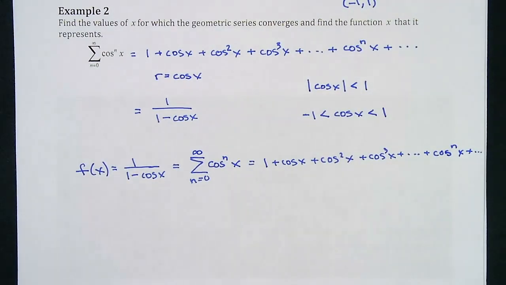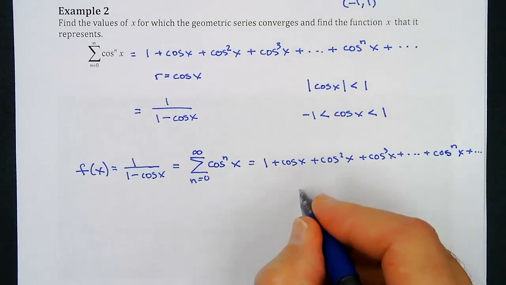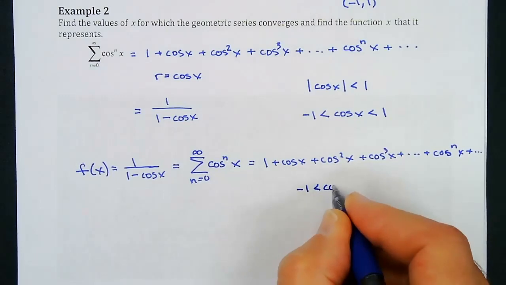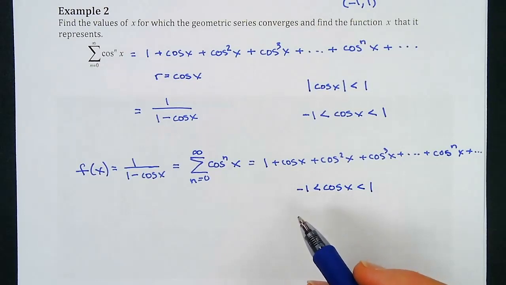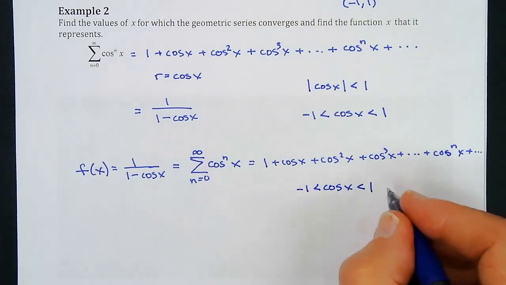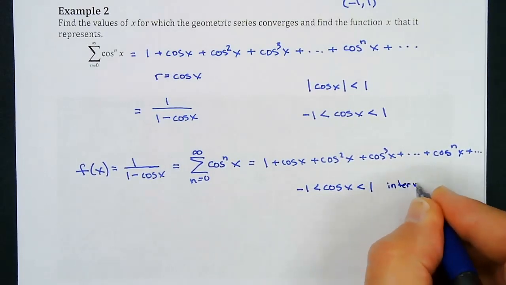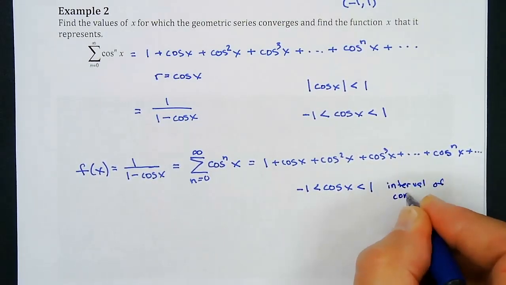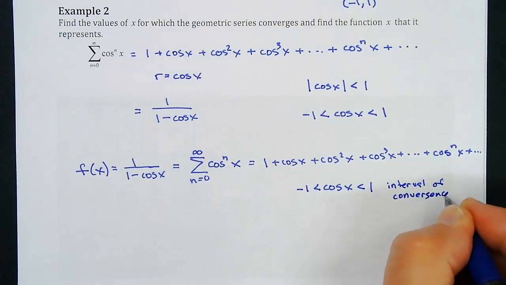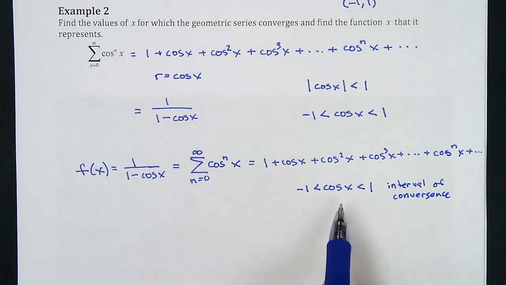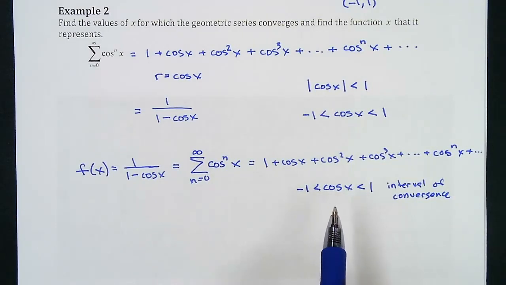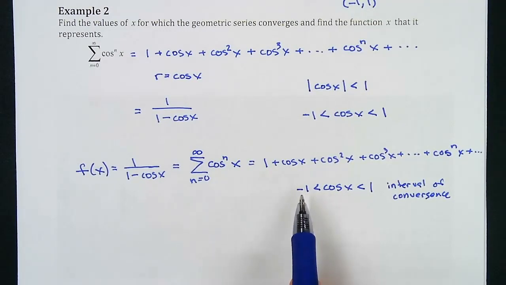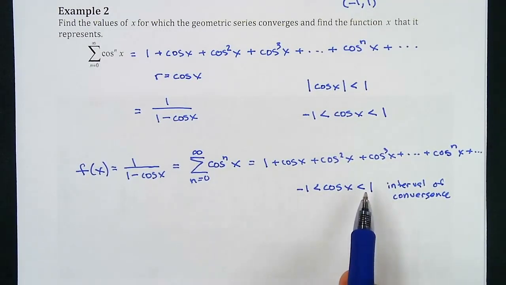Now, there are some restrictions on this. What we have here is -1 is less than cosine x, which is less than 1. That's our interval of convergence. Even though it's not written in interval notation, that's still called the interval of convergence. So this is going to work whenever cosine x is between -1 and 1. And if you think about the graph of cosine, it goes between -1 and 1, and occasionally it does reach -1, and it does reach +1.